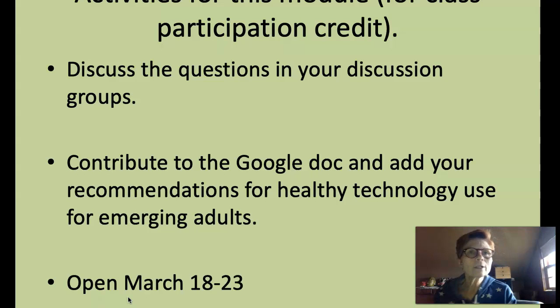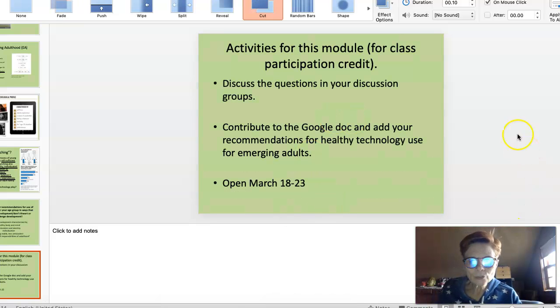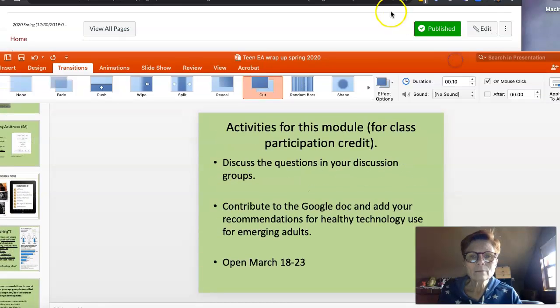The American Academy of Pediatrics has provided recommendations for little tiny kids, for kids 0 to 5, and they've provided recommendations for the healthy use for children and for teens, but what we don't have is a list of recommendations for healthy use for emerging adults. And so what I'd like you to do is to go to the Google Docs.